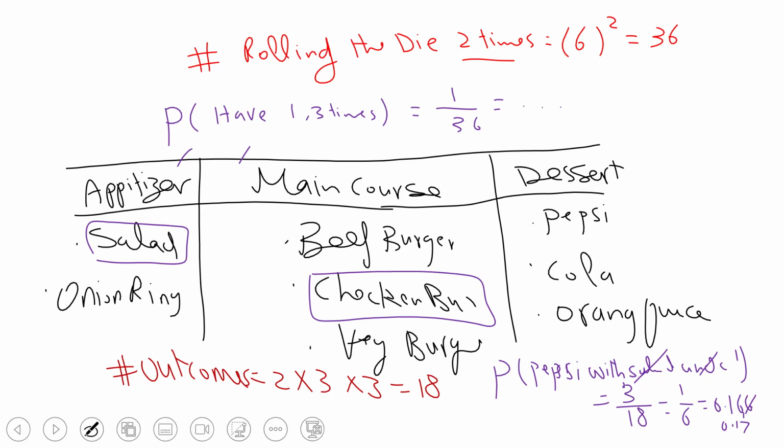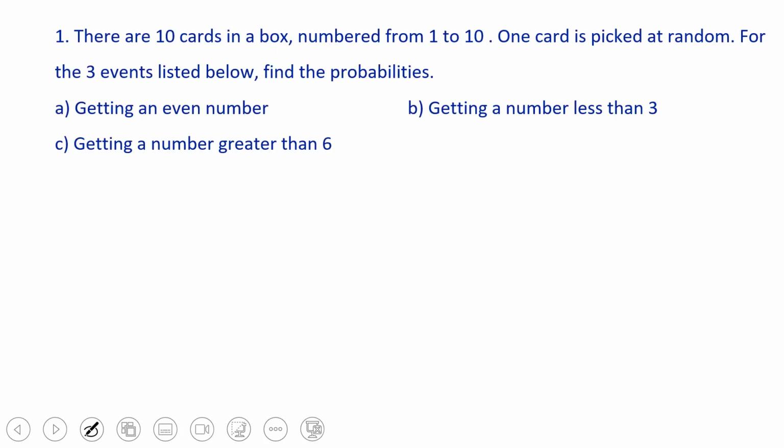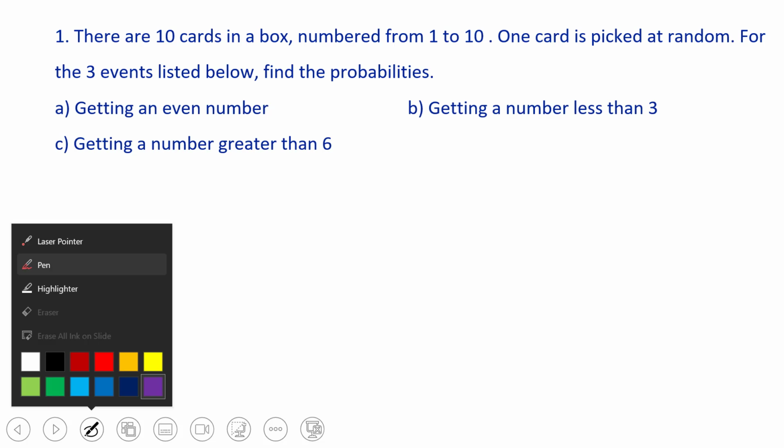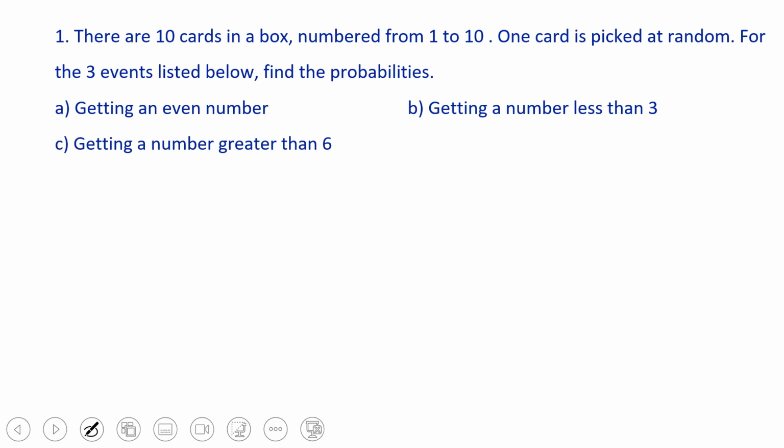Okay. Now I'm ready to solve my question. Let's go for the first one. Here, getting an even number. What I'm doing, I have 10 cards in a box from 1 to 10, right? Okay. I picked one randomly from 3 events listed below. Even number. What is the even number between 1 and 10? I have 2 and 4 and 6.